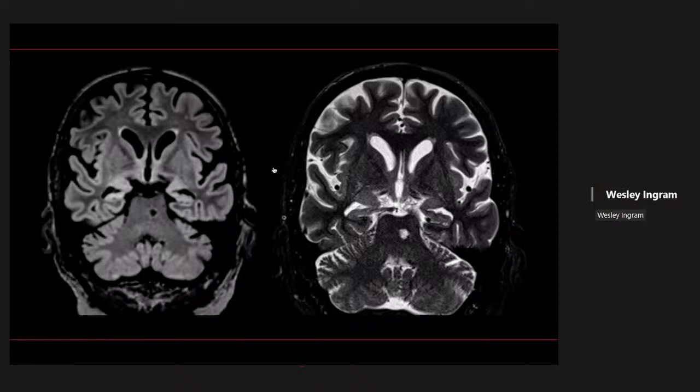Okay, so a coronal FLAIR and a coronal T2-weighted sequence. I see that there's volume loss. It looks pretty symmetric. I mean, maybe there's a little bit of asymmetry, but overall pretty symmetric. There's a focus of increased signal on the T2-weighted sequence within the pons with surrounding gliosis, maybe a prior infarct.